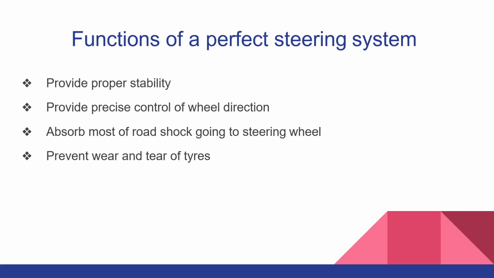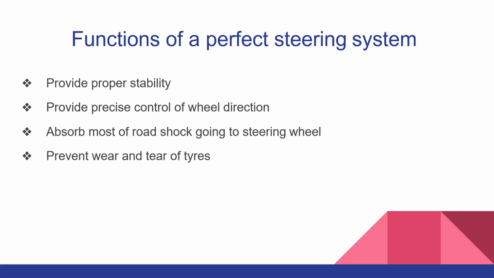Now let us see what are the functions of a perfect steering system. A perfect steering system should provide proper stability to the vehicle. It means that while the vehicle is running straight or when it is taking a turn, the vehicle should remain stable. It should not overturn or slip. It should provide a precise control of the wheel direction.